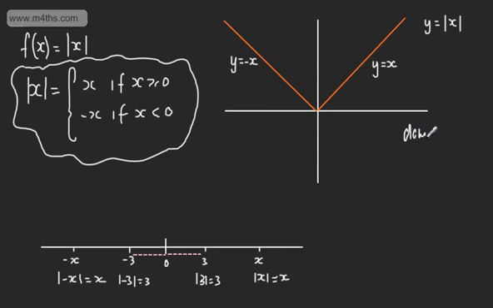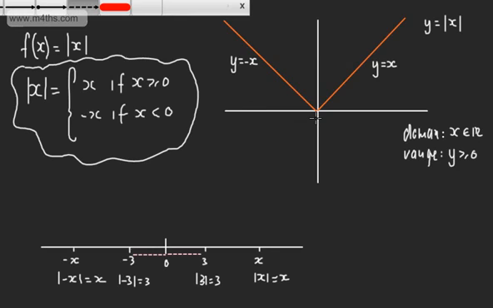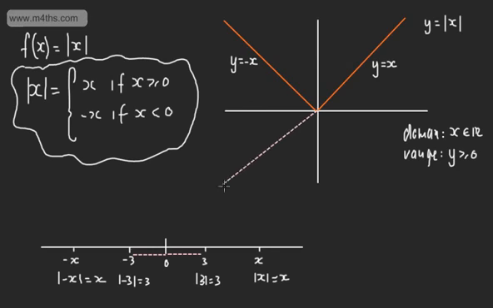The domain is all real numbers, so we can put all real numbers in. So x belongs to the reals, and we can write the range: y is greater than or equal to 0. This won't return a negative number. So what we have here, on the negative part, is a reflection in the x-axis. If I just put this up, the original line y is equal to x was coming down here, but as soon as this was negative, we reflected it in the x-axis to get the line here.